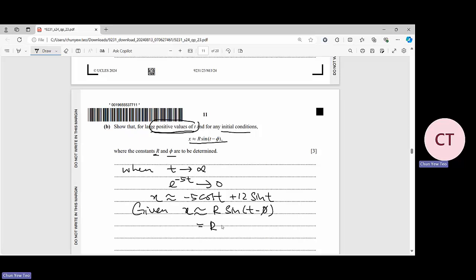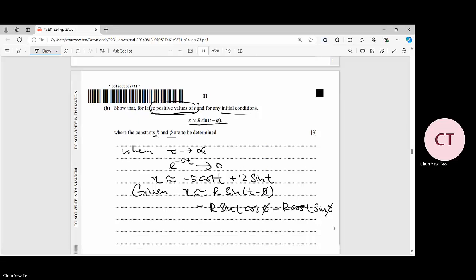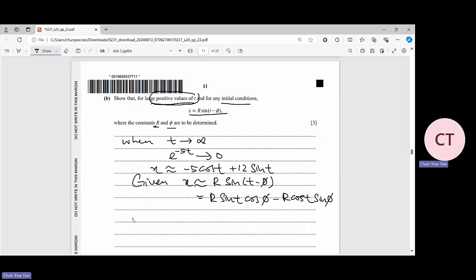it will be the same as r sine t cos phi minus r cos t sine phi. Okay, so by comparison, you compare these two: your r cos phi will be 12, and your r sine phi will be 5, by comparison.